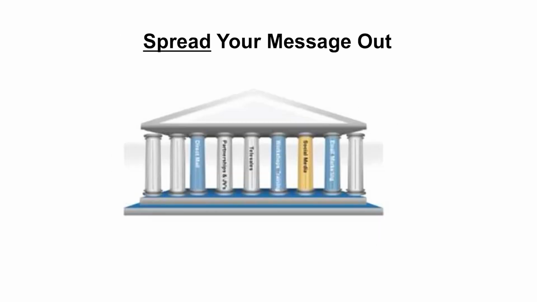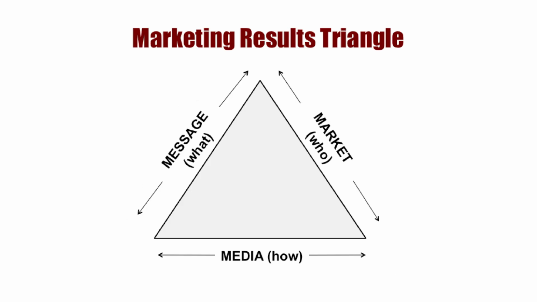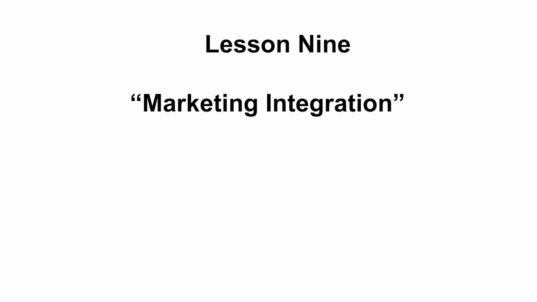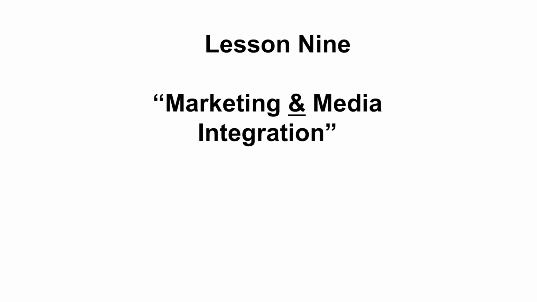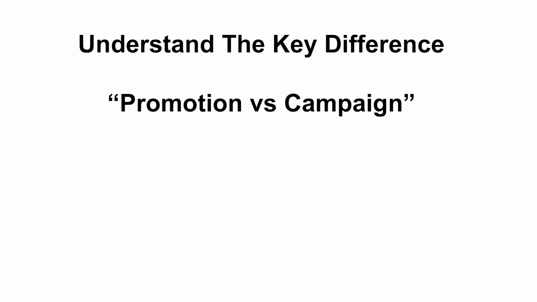But what you want to do is you really want to spread that message out. Remember, we've got those pillars, and look at that strength and structure that you actually see there as well. So with that marketing results triangle, we've got the who, the market, the how, the media, and the message, the what. Lesson 9, we looked at marketing integration, but really it was marketing and media integration.